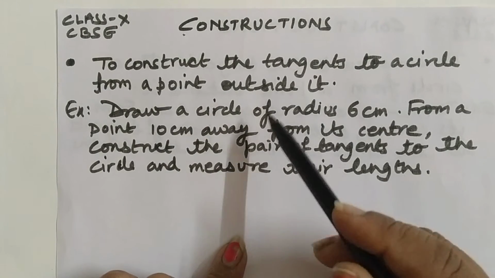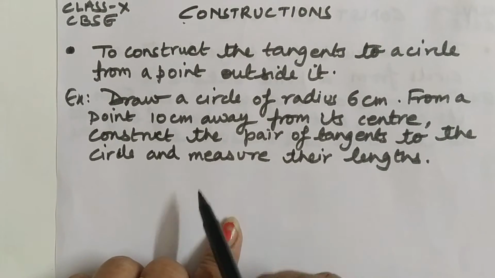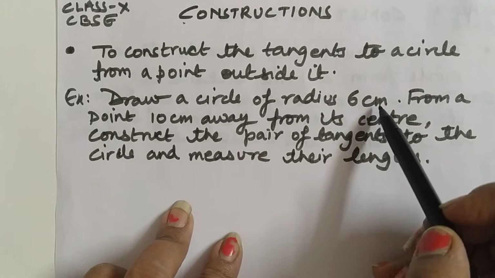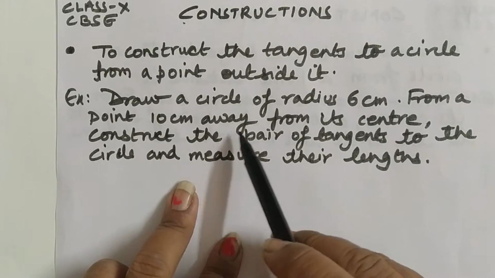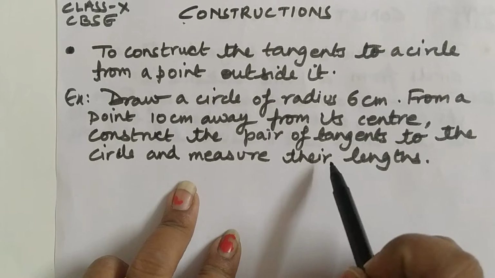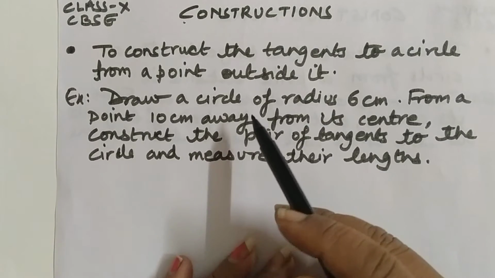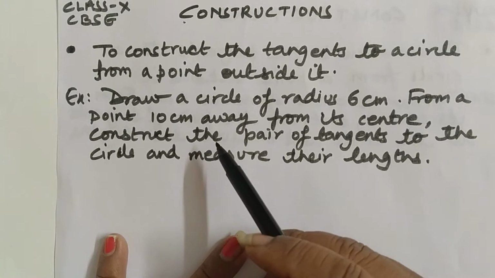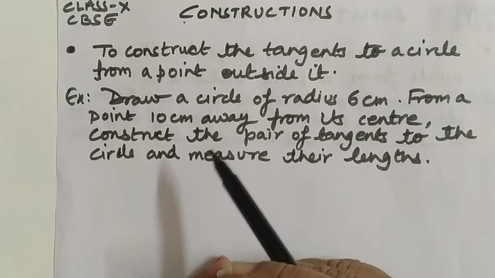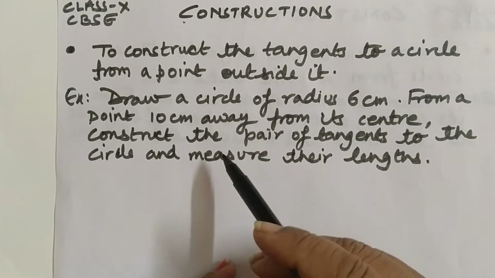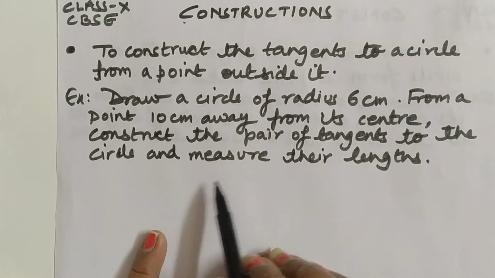So here to construct a tangent, I have taken the example from the NCERT exercise. Draw a circle of radius 6 centimeter. Any measurement could be given to you to draw a circle from a point 10 centimeter away from its center. Sometimes in this question they give you the point outside the circle, that is, the distance from the center to that point. Sometimes no distance will be given to you, but the method will remain the same. I will explain when I construct this. Construct the pair of tangents to the circle and measure their lengths.